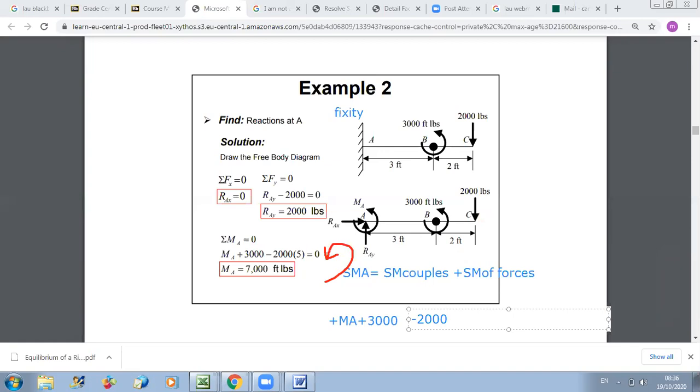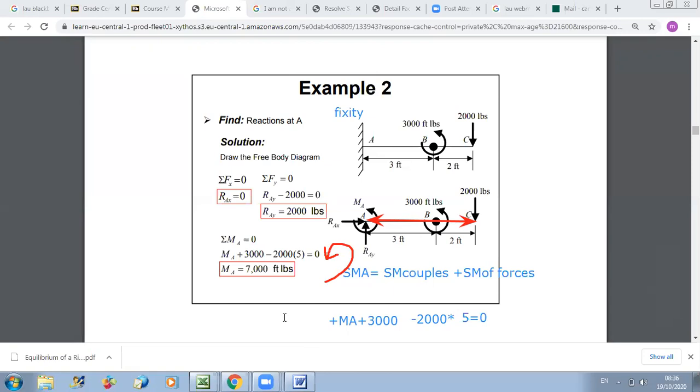2000 times which distance? I will take the perpendicular distance from A to the force, which is equal to 3 plus 2, 5. So it's minus 2000 times 5, equals 0. And now, from this equation, I can get the value of MA.